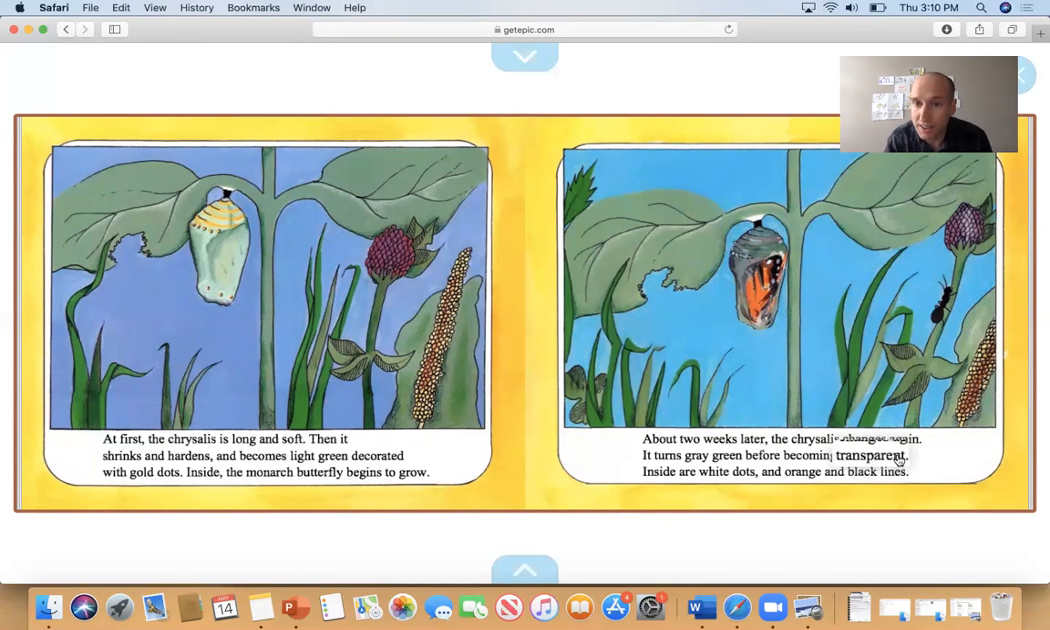So transparent, if I look at that picture closely, boys and girls, you can see that you can see through it, right? Here on the opposite page, it's light green. But then it becomes transparent and you're able to see through it, and you can see the monarch butterfly starting to form.